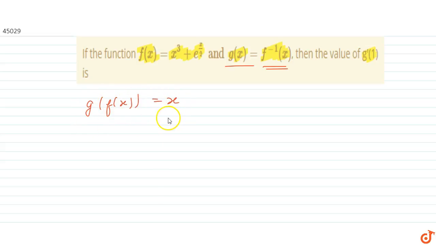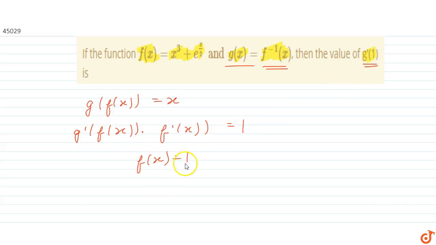Now differentiate this quantity with respect to x, we get g'(f(x)) · f'(x) = 1. Now we have to find the value of g'(1), so replace f(x) by 1. Now we are given f(x) as x³ + e^(x/2), so we get x³ + e^(x/2) = 1.